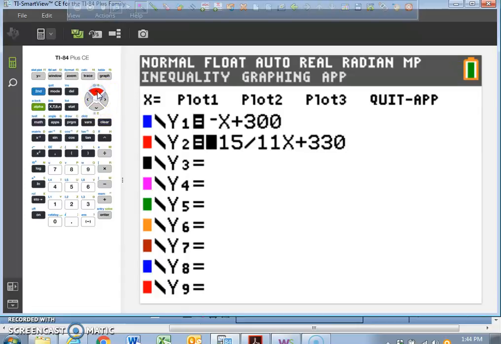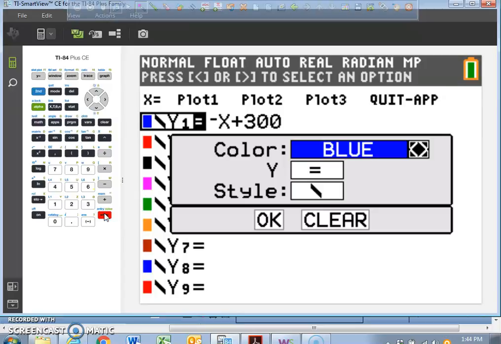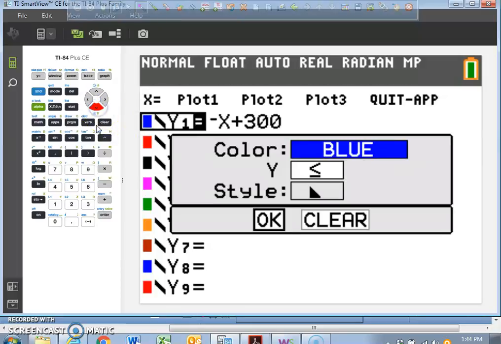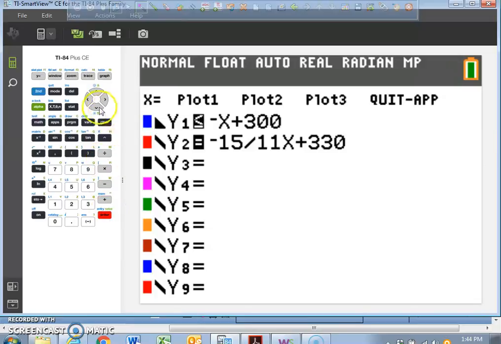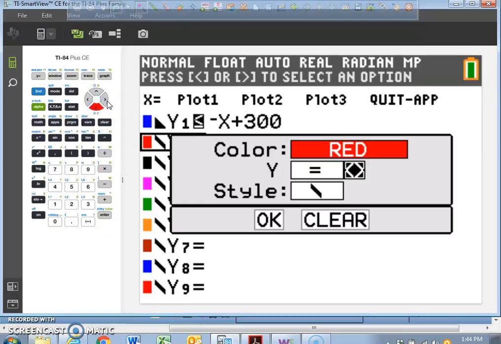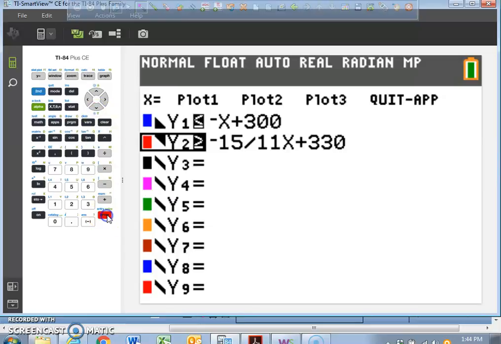Oh wait, I got to go over here and change the inequality signs. Here we go. This one was less than or equal to, I believe. There we go, that's the less than or equal to. And this one right here was greater than or equal to, I believe. There's greater than or equal to.